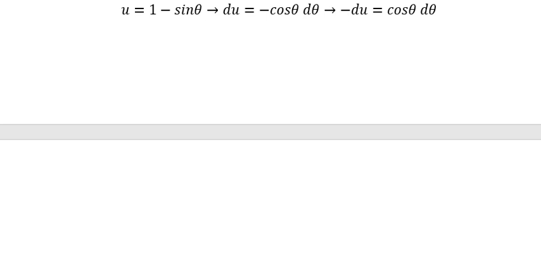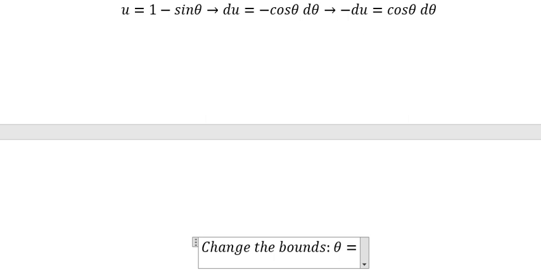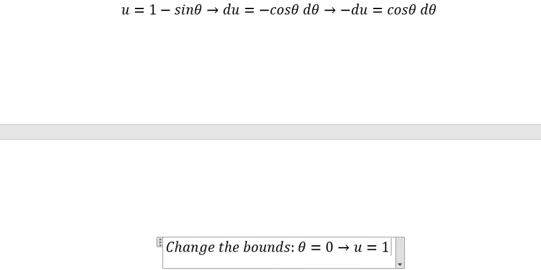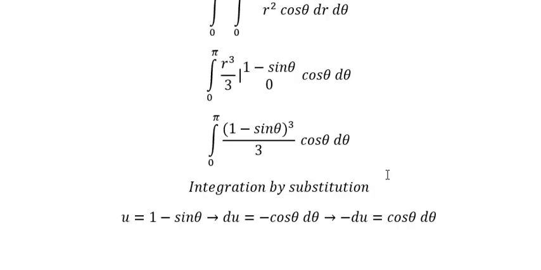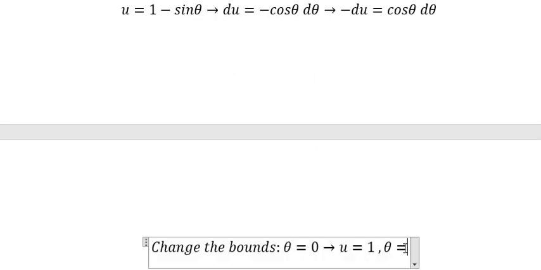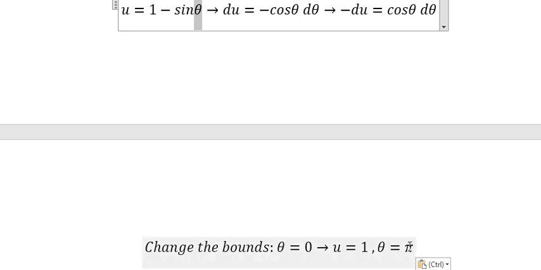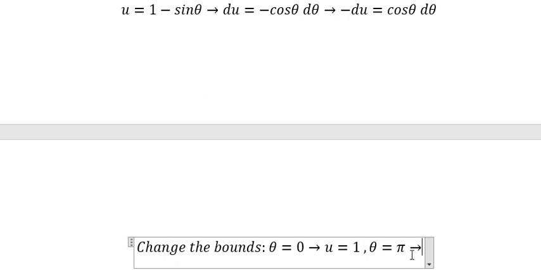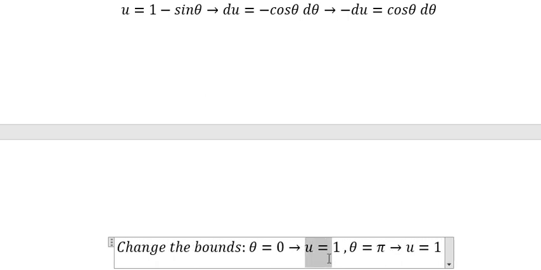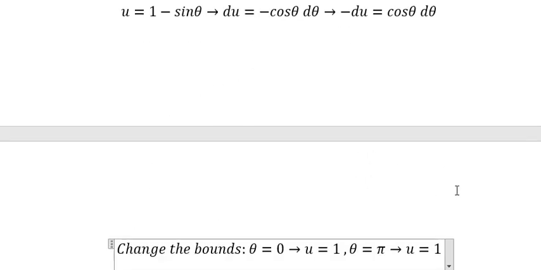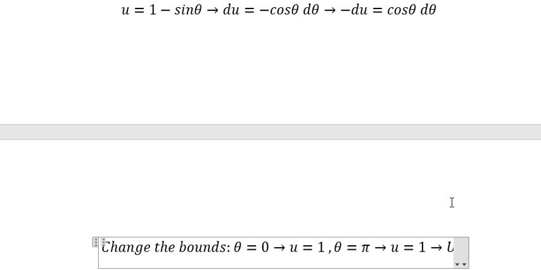Now we need to change the bounds. When theta equals 0, I will put 0 in here, and we have u equals 1. When theta equals pi, I will put pi in here, so we have 1 minus sine pi, and we get u equals 1. So we can see that the bottom equals the top. That means the integration equals 0, so we don't need to calculate this one.